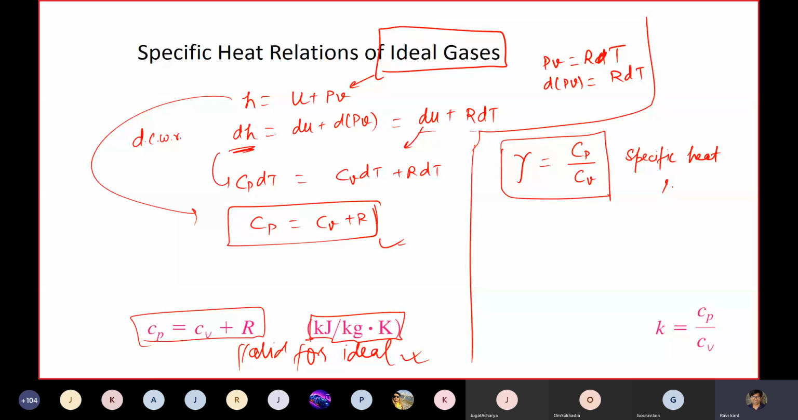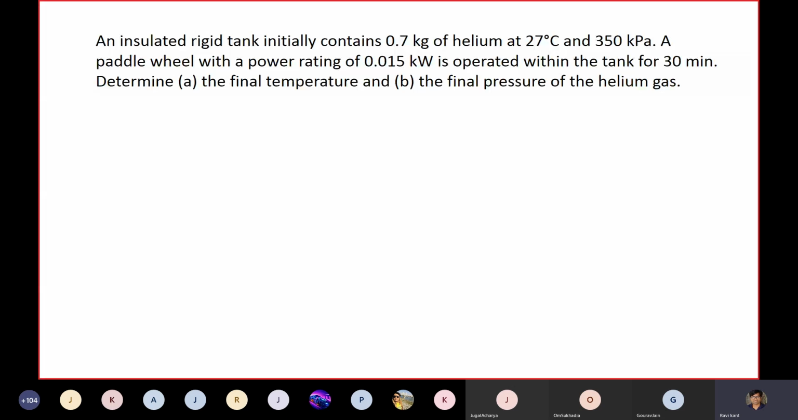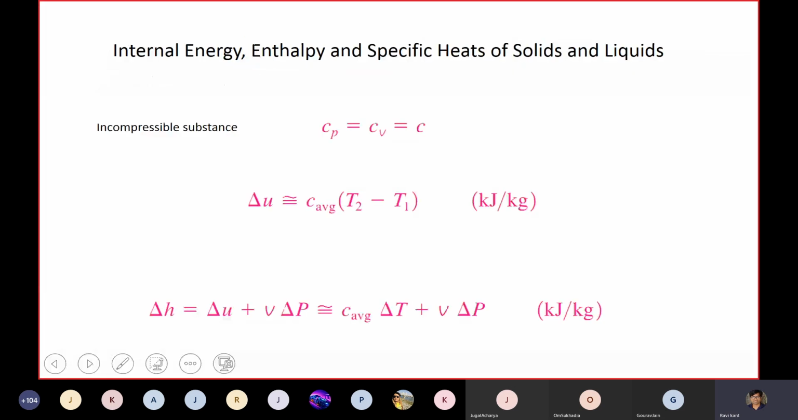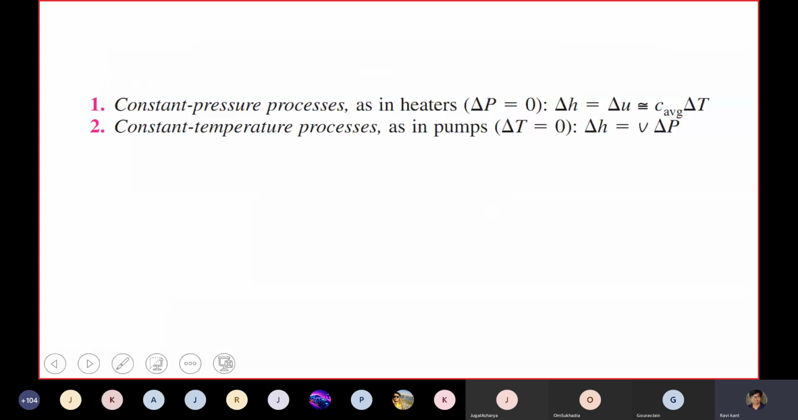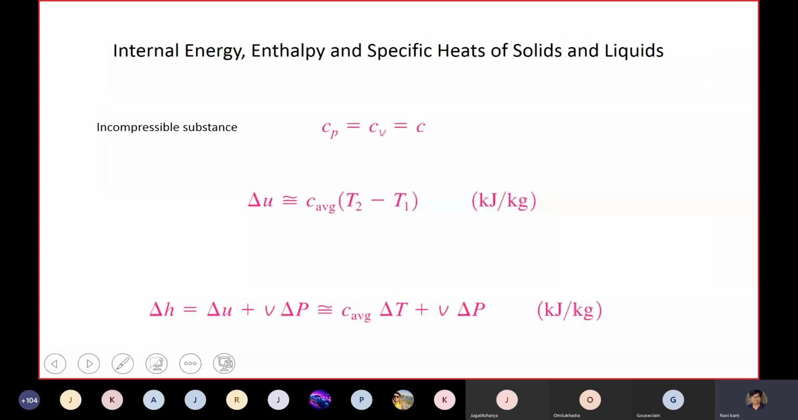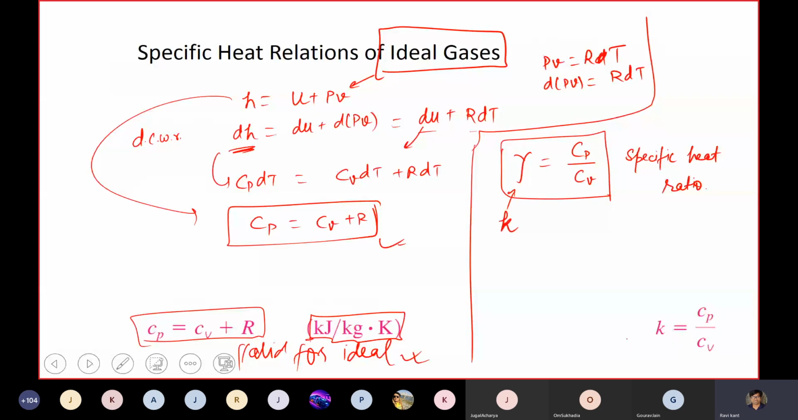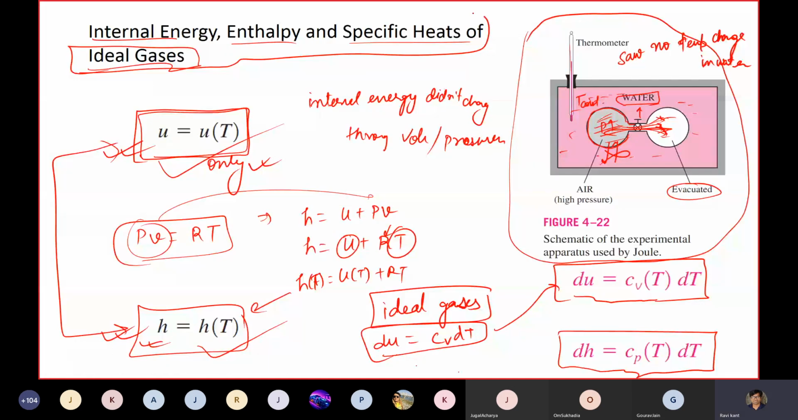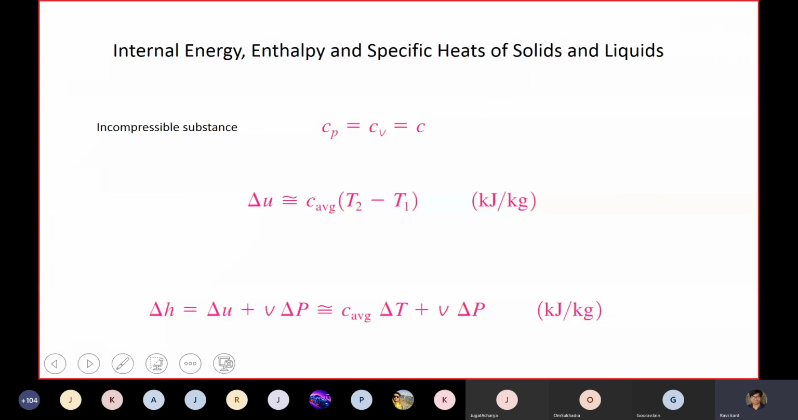Okay, quickly we will go through one quick example to get a feel of what we can do. We can close this chapter quickly, and we can come up with the numericals once again. So here I have talked about the internal energy, enthalpy, and the specific heat ratios of ideal gases. I'll come to the numericals after I finish this.